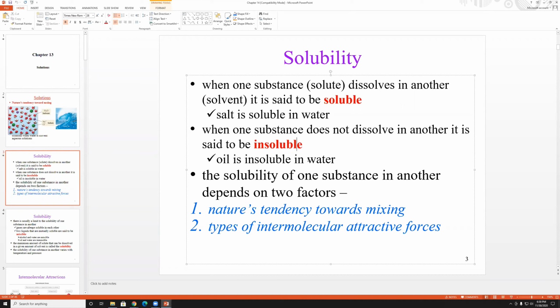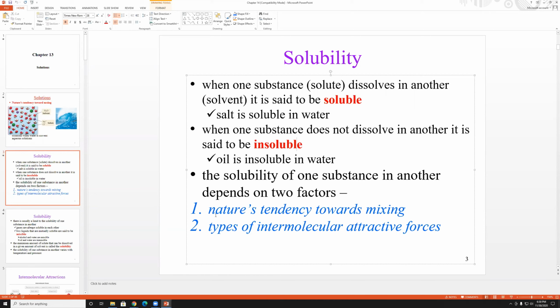Sometimes, and I'm learning this too based on my research, even in some organic solvents, if you have an organic molecule, sometimes in one solvent it doesn't like to dissolve at all. But in another one, it does. So you have to specify which solvent.